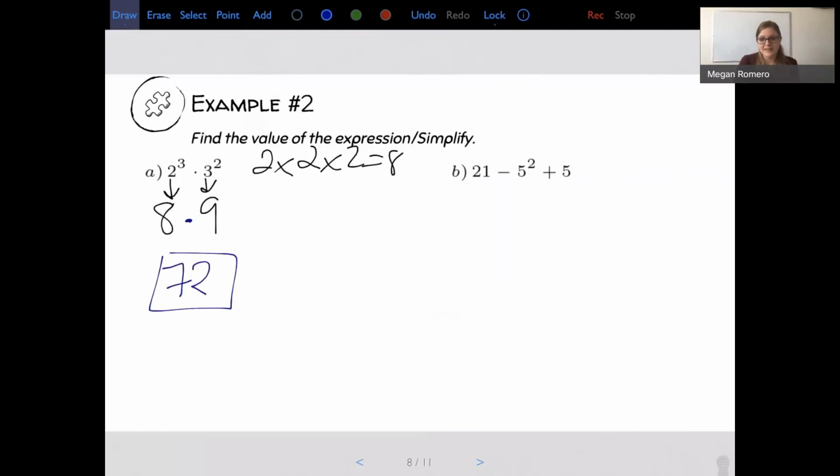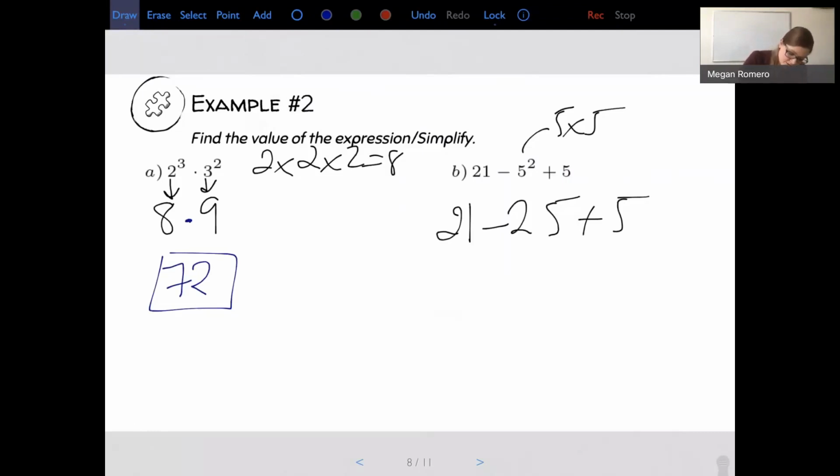Okay. In part B, same thing. Parentheses or groups, they're not there. Exponents, we do have an exponent, so let's take care of that. So 21 minus 5 squared is 5 times 5, which is 25, plus 5. So we did our exponents. We have no multiplication or division. We go to addition and subtraction from left to right. So in this case, we take 21 minus 25, which is -4, plus 5. Okay, and in this case, that would just give us 1.